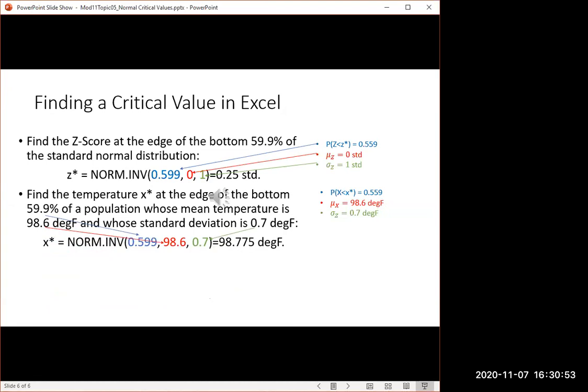Why is it called the inverse normal function? So in a previous presentation we had the norm.dist function. You use norm.dist when you have the x value and you want to find the area to the left. When you're going backwards, as you are here, when you're given the area and you want to find the x, that's the inverse problem, and you use norm.inv.